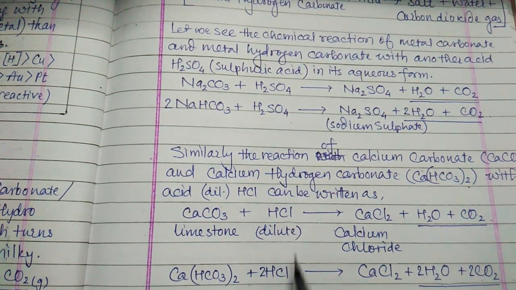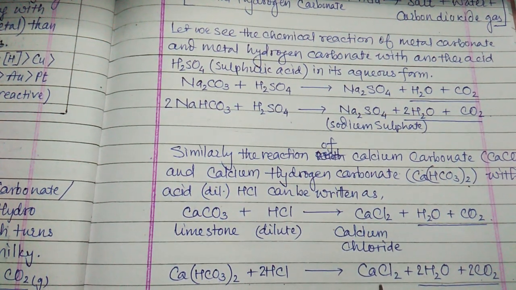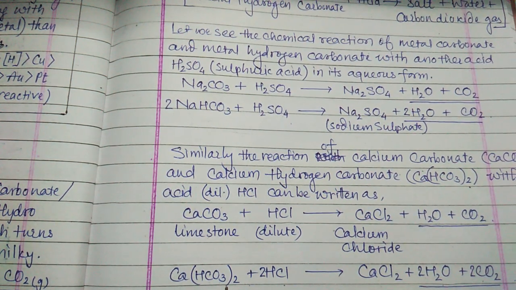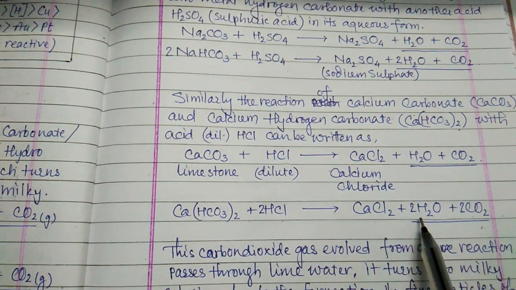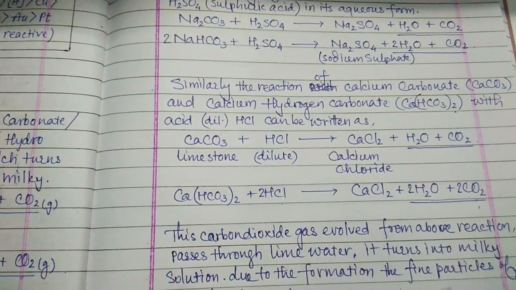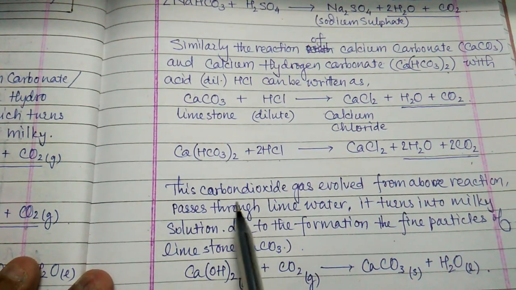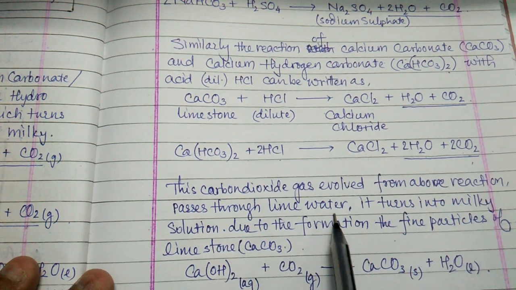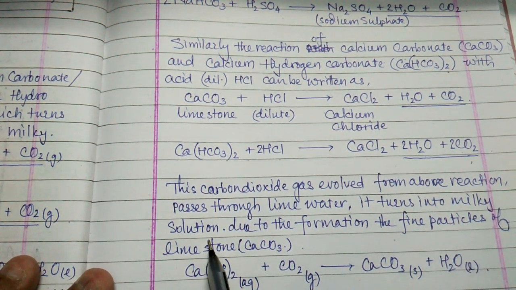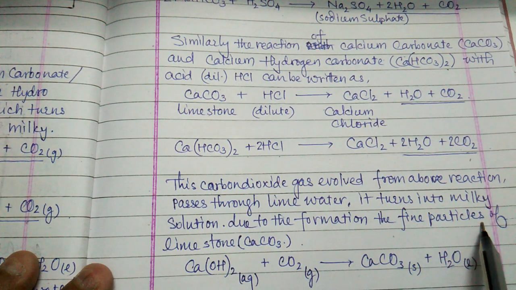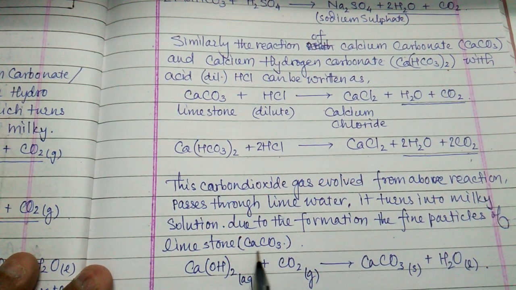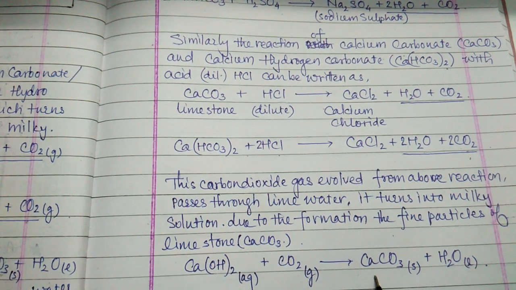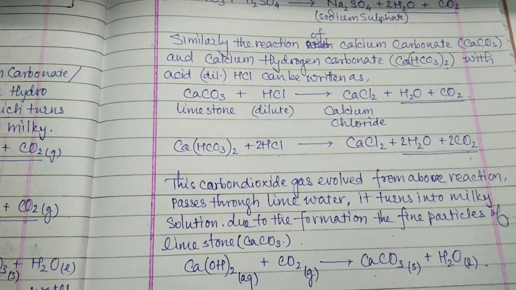With dilute acid, the reaction gives CaCl2, H2O and CO2. And calcium hydrogen carbonate also gives CaCl2, H2O and CO2. This carbon dioxide gas evolved from the above reactions passes through the lime water. It turns into a milky solution due to the formation of fine particles of limestone. So this is the white milky solution, CaCO3.